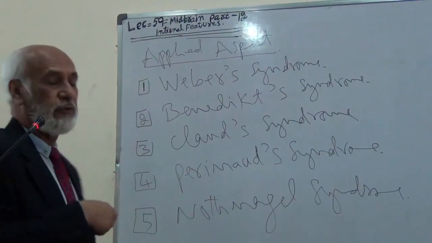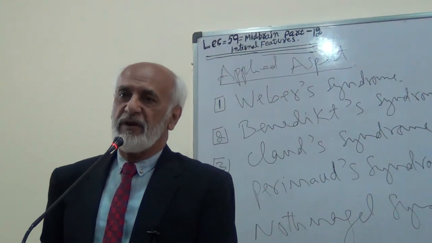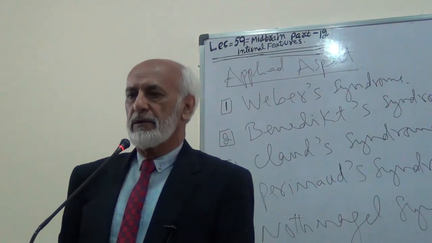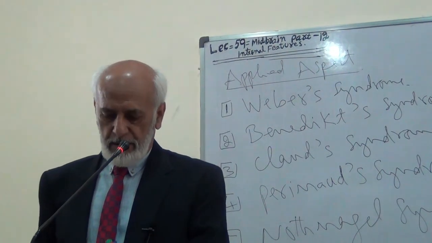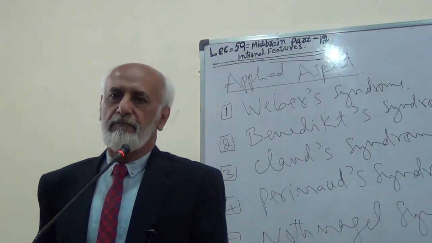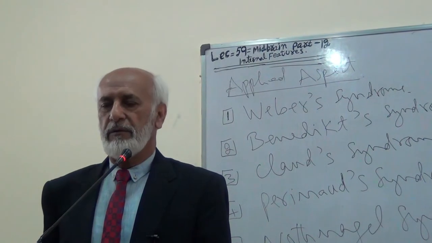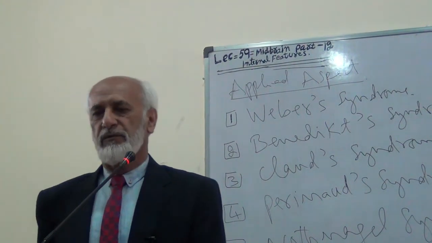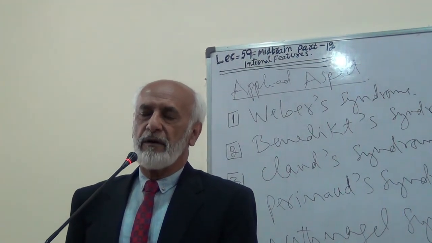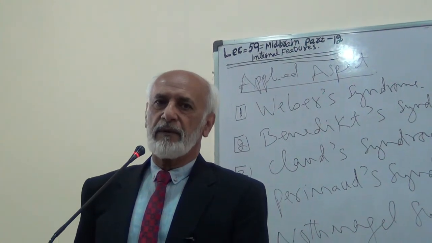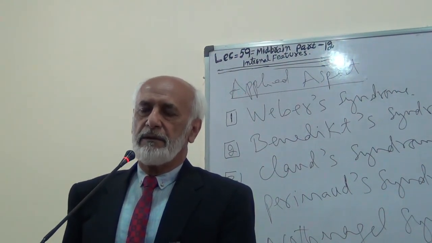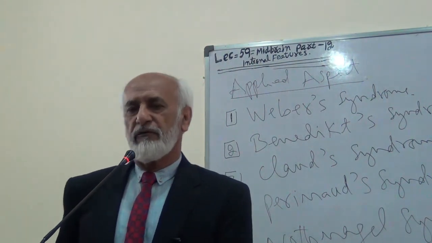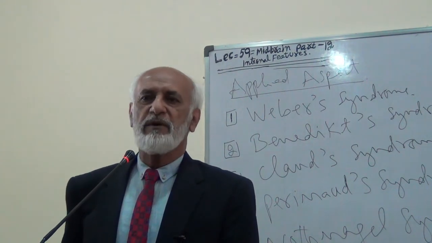Now, before discussing these syndromes, we must have some basic knowledge about gross anatomy of some muscles, etc. Because in the midbrain, there are nuclei of oculomotor nerve and trochlear nerve. And abducens nerve nucleus is in the pons. So because these oculomotor nerve, trochlear nerve, abducens nerve innervate the muscles of the eyeball, lesions of these nerves will affect the functions of the eyeball, movements of the eyeball.